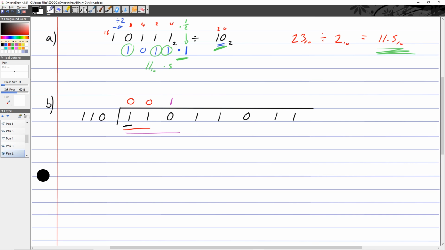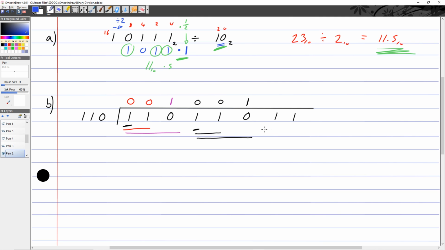Because we've got no remainder, we just start with the next number. 110 will not fit in here. 110 will not fit in there either, looking at 2 numbers. But will 110 fit into the next 3 numbers? Yes, it fits in once.